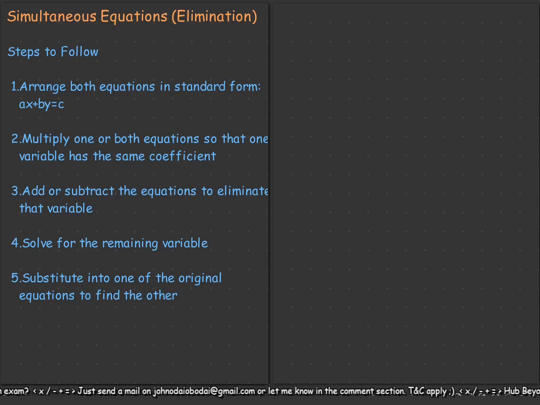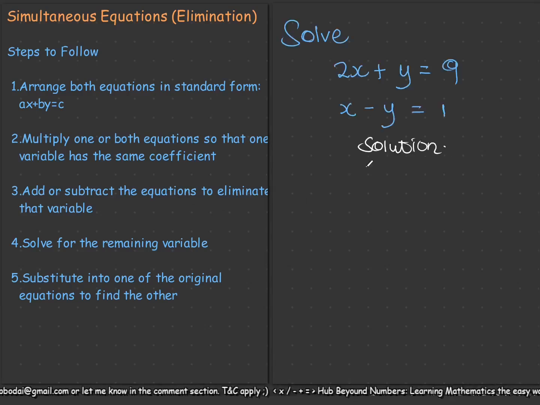So let's consider this question here. Looking at the question, it says 2x plus y equals 9, and that is equation 1. And then we have x minus y is equal to 1. That also is our equation 2.